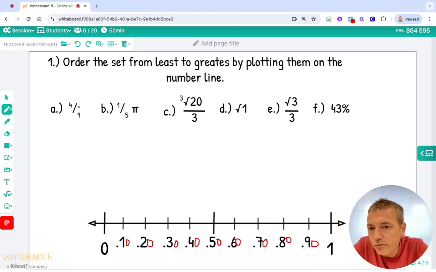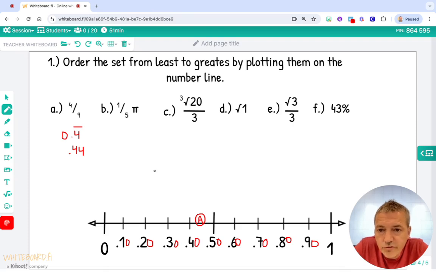So if I do 4 divided by 9, I get 0.4 repeating. So 0.4 with a line over it, right? So that means 4, 4, 4, 4 forever. But if we rounded that, we'd say it's about 0.44. So 0.44 is going to be between 0.40 and 0.50, right? So almost about halfway. So I think A is going to be right in this section somewhere.